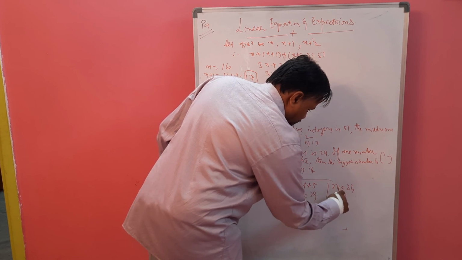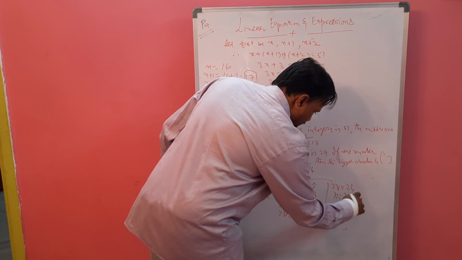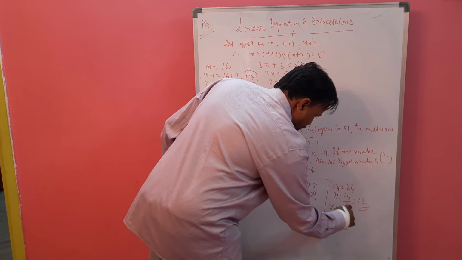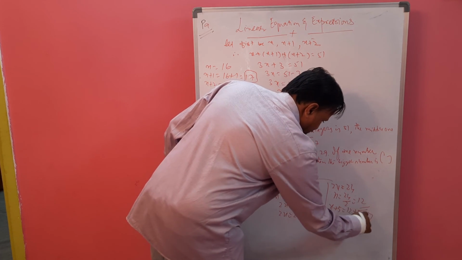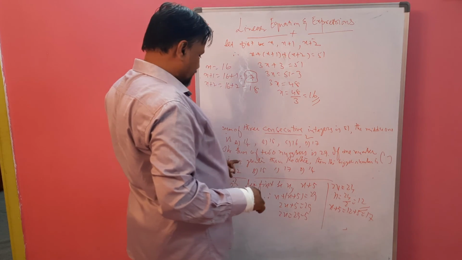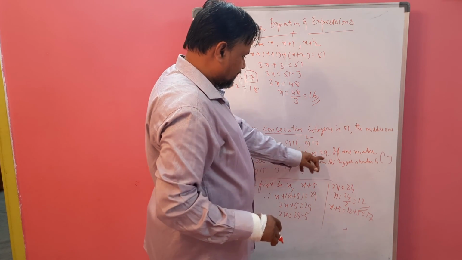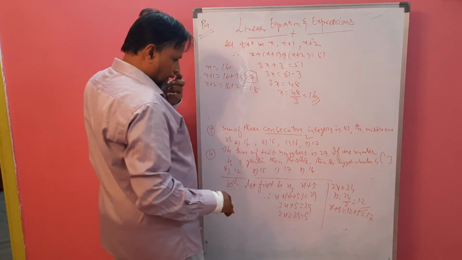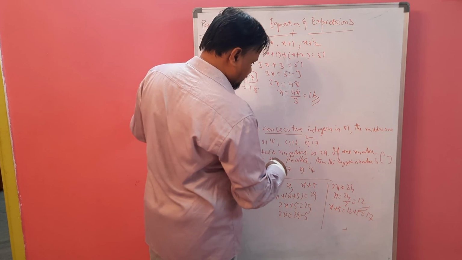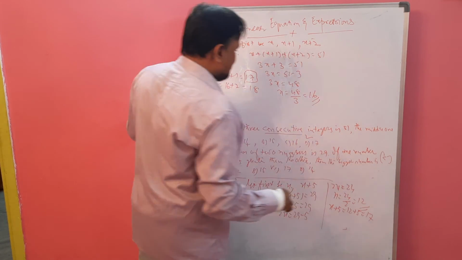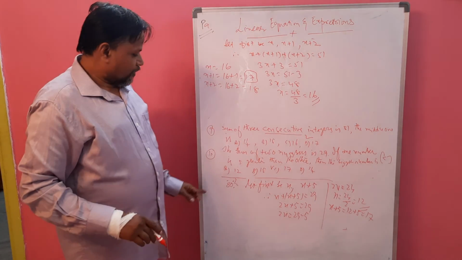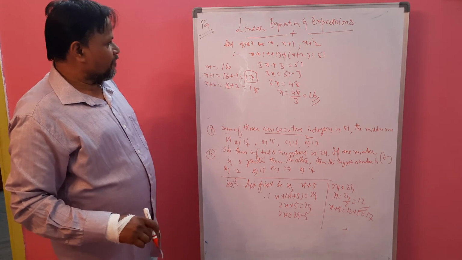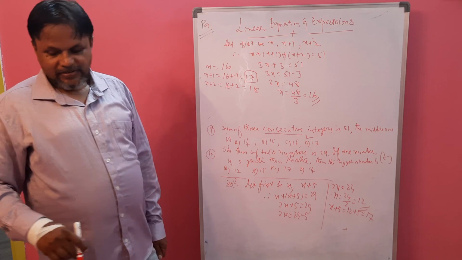X equal to how much? 24 by 2, that is 12. If x is 12, the other number is x plus 5. 12 plus 5, that is 17. What you have to find? The greater number. The bigger number between 12 and 17 is 17. So C is our answer. Like that we can solve a number of problems using linear equations or linear expressions. Thank you.